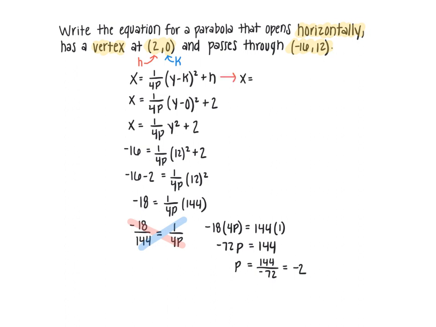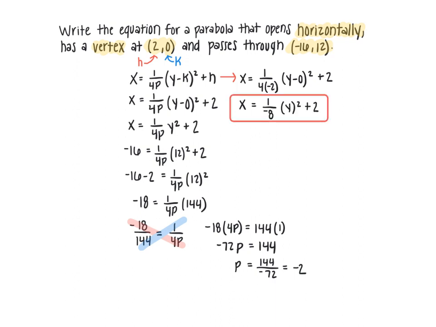So I have x is equal to 1 over 4 times negative 2, (y minus 0) squared plus 2. And then we clean this up. So my final answer is x is equal to 1 over negative 8, y squared plus 2.